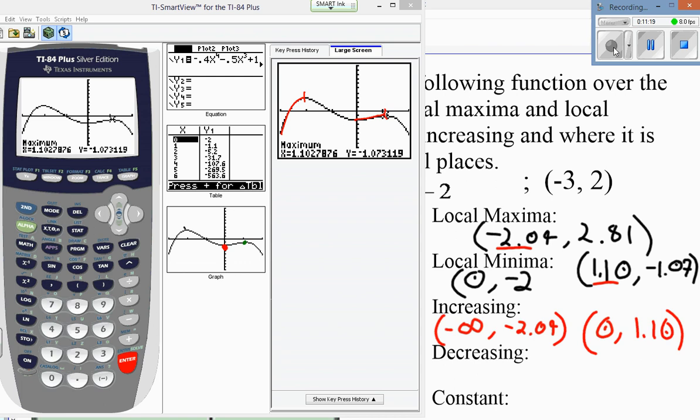My decreasing function is going to be here and there. So it's going to be decreasing. It's picking up where this one left over, negative 2.04. And then it's going to pick up where this one left off at 0. And then the last bit of it is from 1.10 to infinity. I don't see anywhere where this function's constant here.